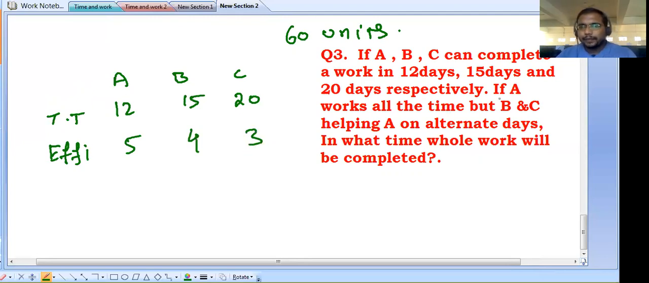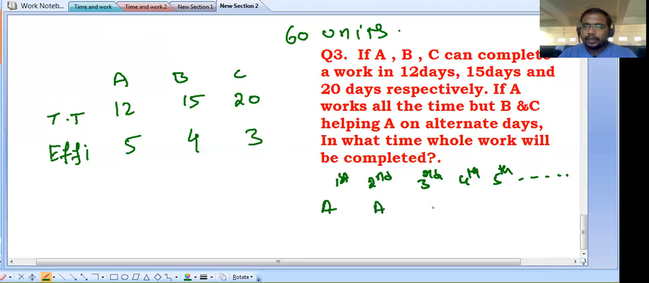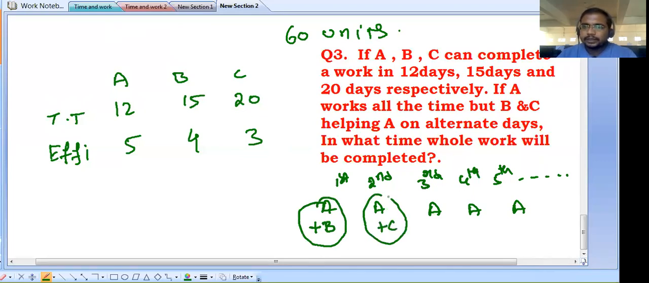What they are saying is that A works all the time, that means A is not working on alternate days. A is working on the first day, second day, third day, fourth day, fifth day, and so on. Every day A is working. Then who is working on alternate days? B and C. On the first day A, and B comes to help A. On the second day, C comes to help A. Next day B. Next, C. This pattern goes on.